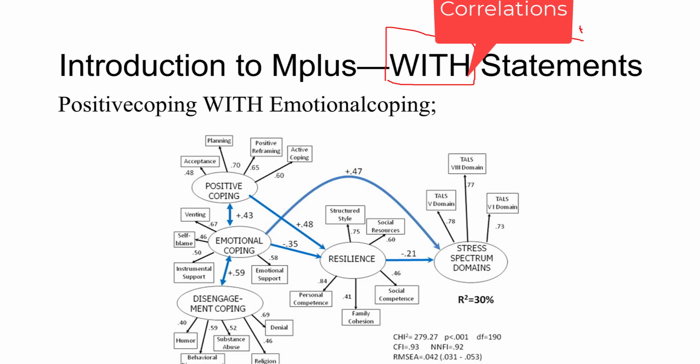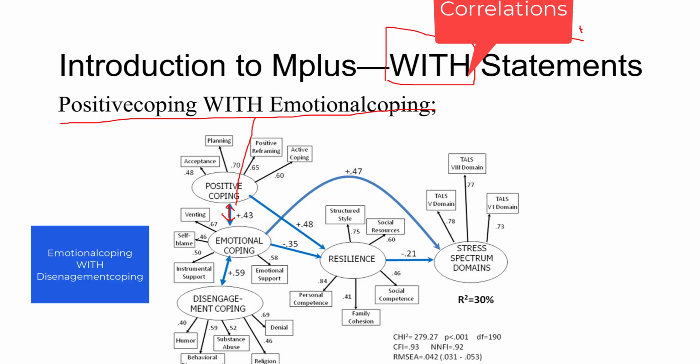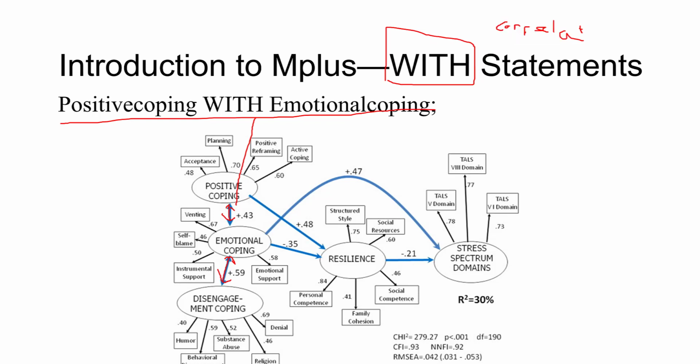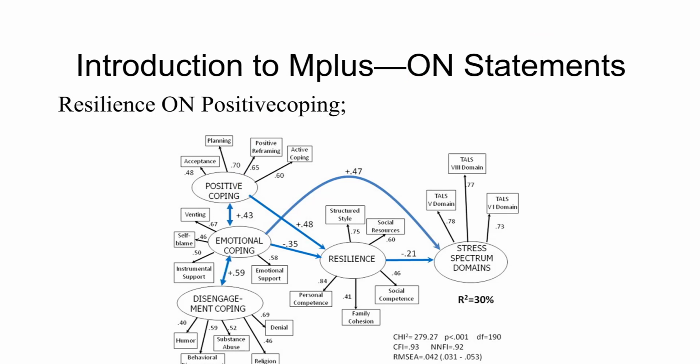And in this situation here, we have positive coping WITH emotional coping. So that's that statement right above. And then we have a second double-headed arrow here, emotional coping WITH disengagement. So we'll have to have 2 WITH statements in this model here. So we basically have the whole model created already with 7 statements. And then the final type of statements are ON statements.